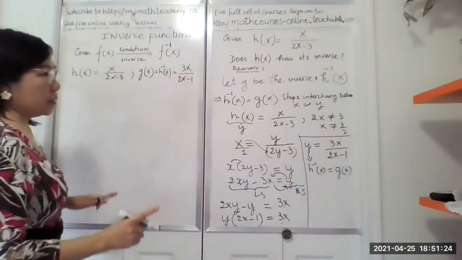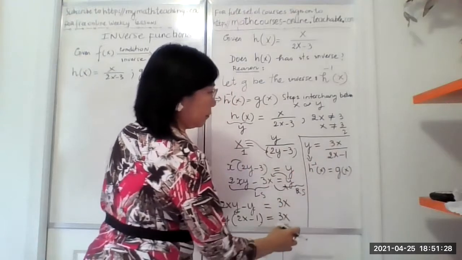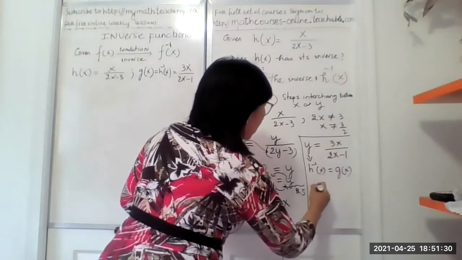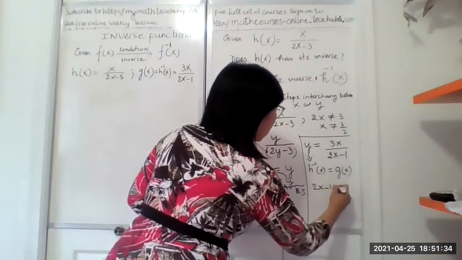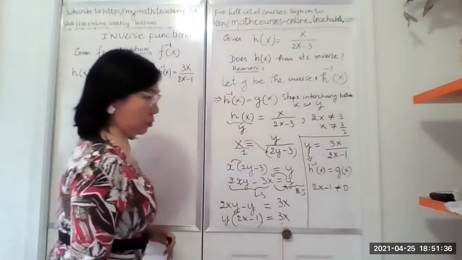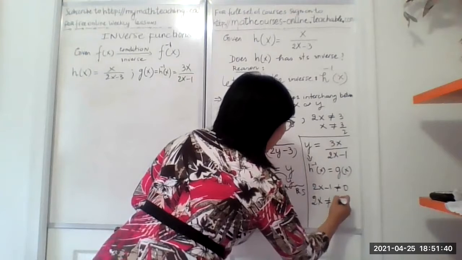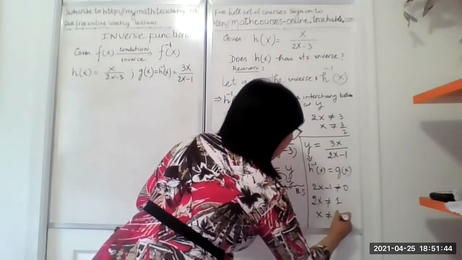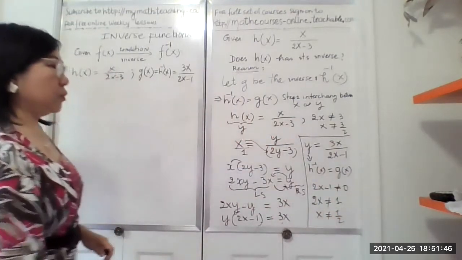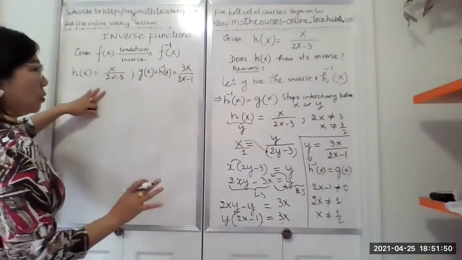So let's first place the condition for this function. Make sure that 2x minus 1 has to be different from 0, right? Therefore, 2x will be different from 1, and x has to be different from 1 over 2, which is 0.5.